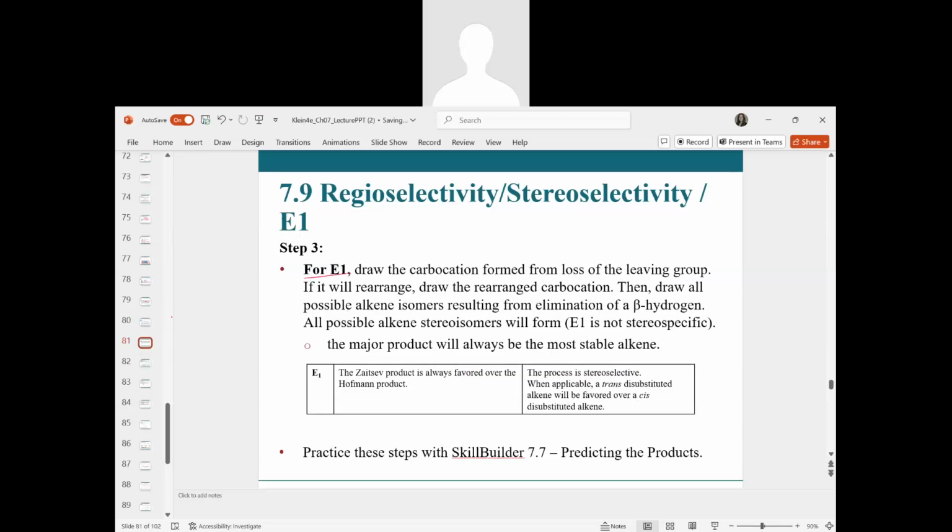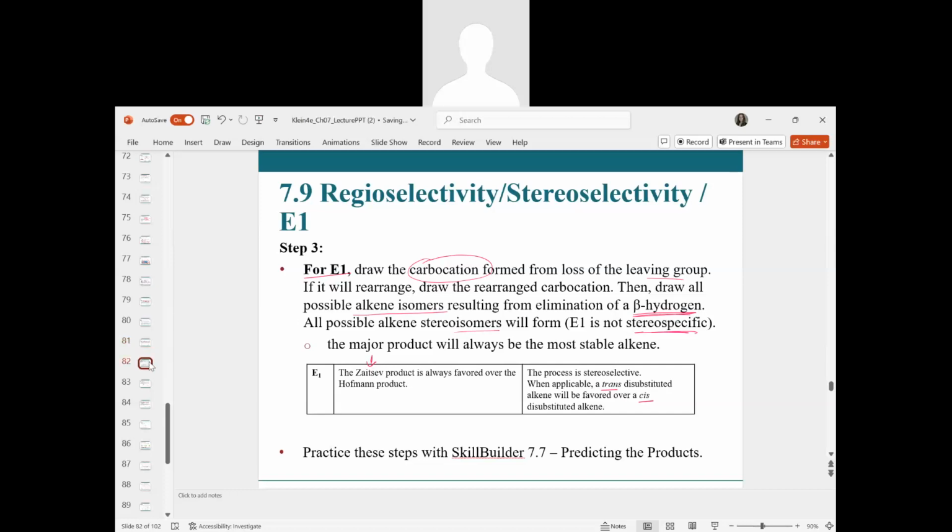And then last, we have E1 mechanisms. We draw our carbocation that's formed after the loss of the leaving group. Then we know that our possible alkene isomers will result from elimination of a beta hydrogen. All of these possible stereoisomers will form because E1 reactions are not stereospecific. So we generally can say that the Zaitsev product will be favored over the Hofmann. And when applicable, if both a trans and a cis isomer are possible, the trans disubstituted would be favored over the cis.